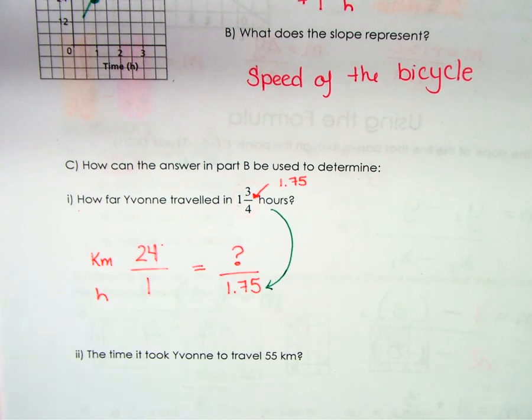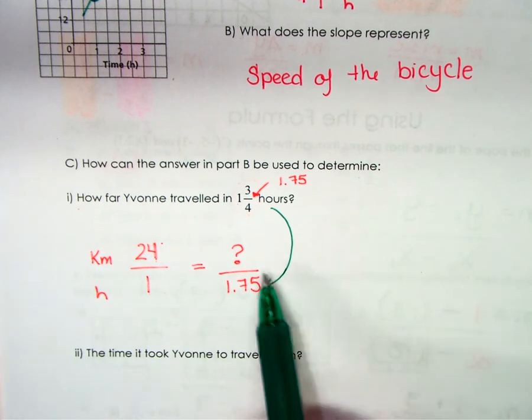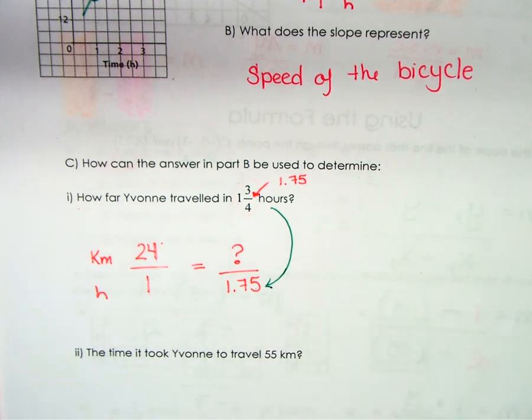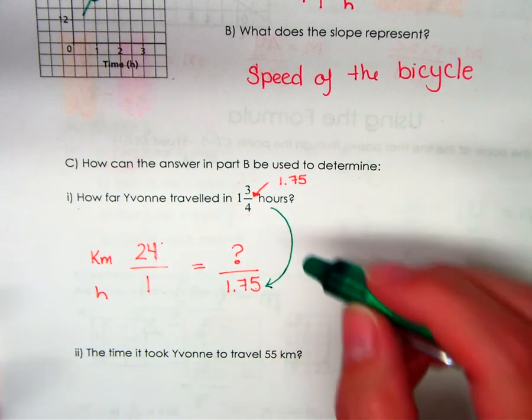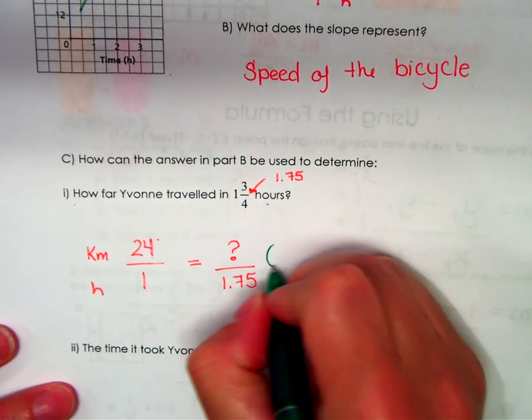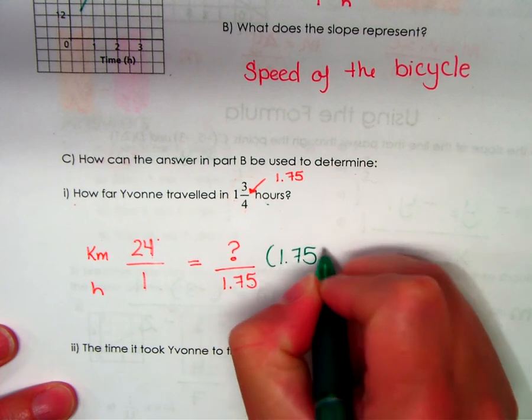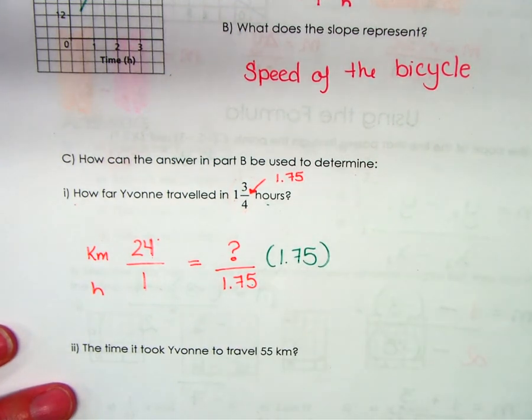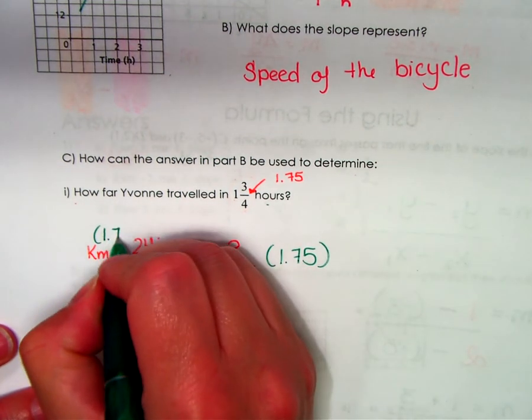Okay, so this is a little bit of algebra. If this is divided by 1.75, what do I have to do to get rid of it? Multiply. So I'm going to multiply this side by 1.75. What do I have to do to the other side? Also multiply it by 1.75.